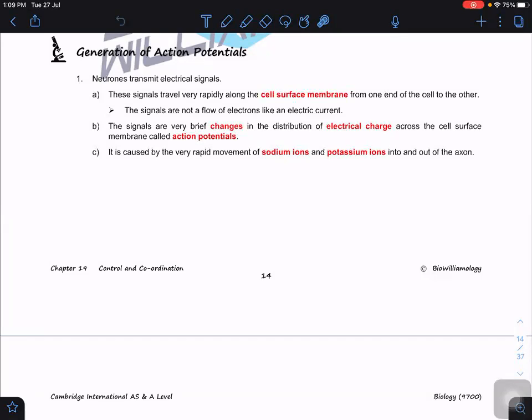So the signals are very brief changes in the distribution of electrical charge across the cell surface membrane, known as action potential. And this is because of the rapid movement of sodium ions and potassium ions into and out of the axons or the neurons.